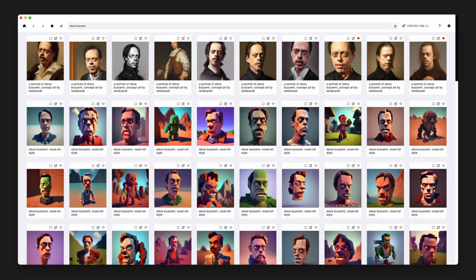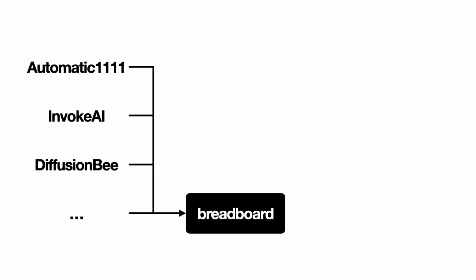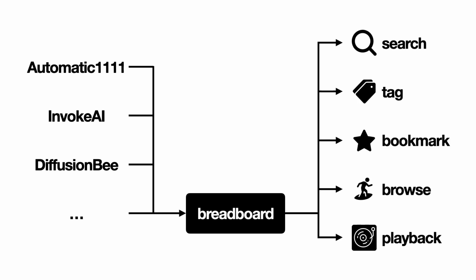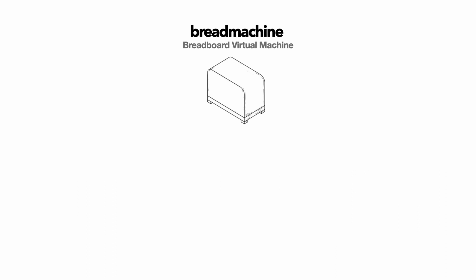Breadboard is a browser for AI-generated files. It automatically aggregates files from all StableDiffusion apps on your device so you can surf, organize, and manage them in one place. And today, we are going one step further and opening up the core engine that powers Breadboard. Introducing breadmachine. With breadmachine, you can now embed Breadboard into every context and every workflow you can imagine.